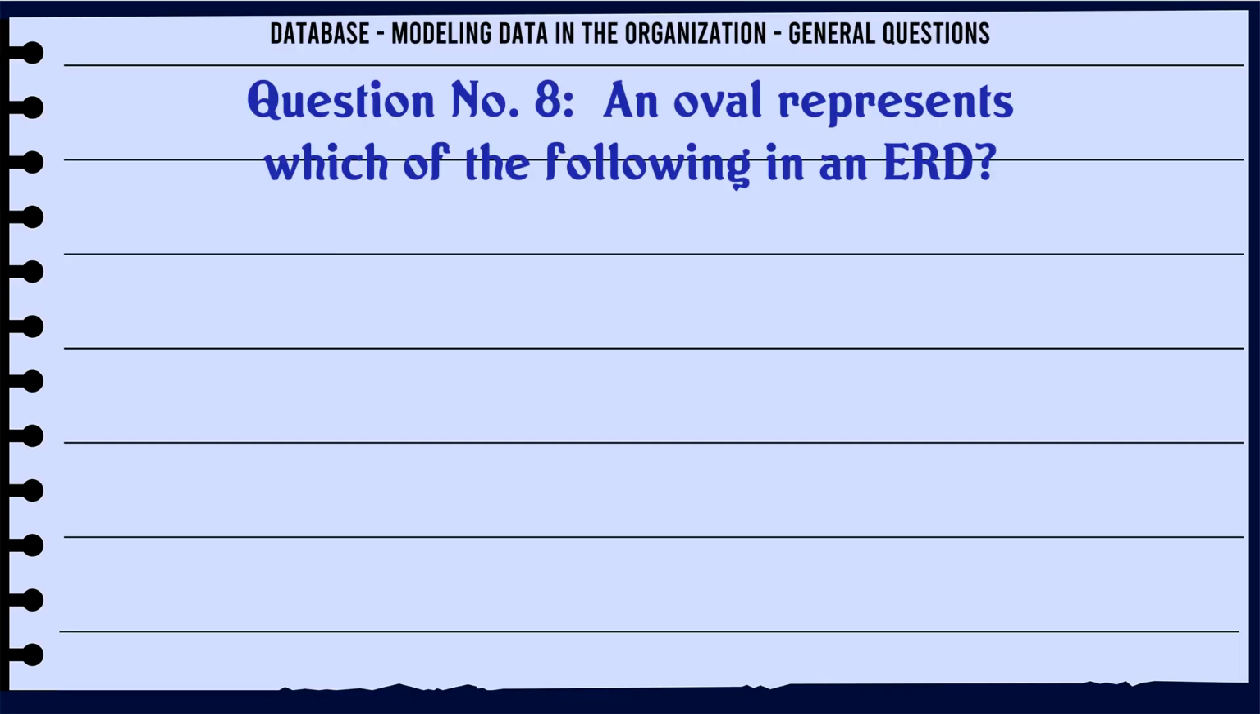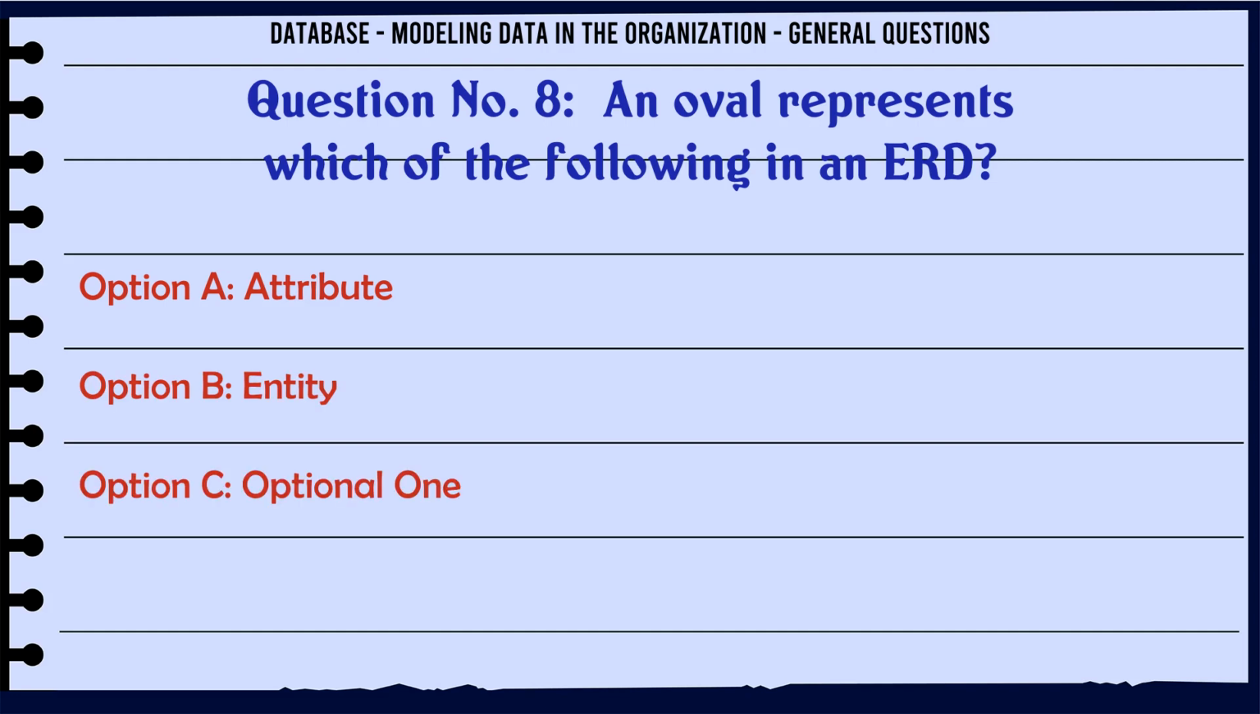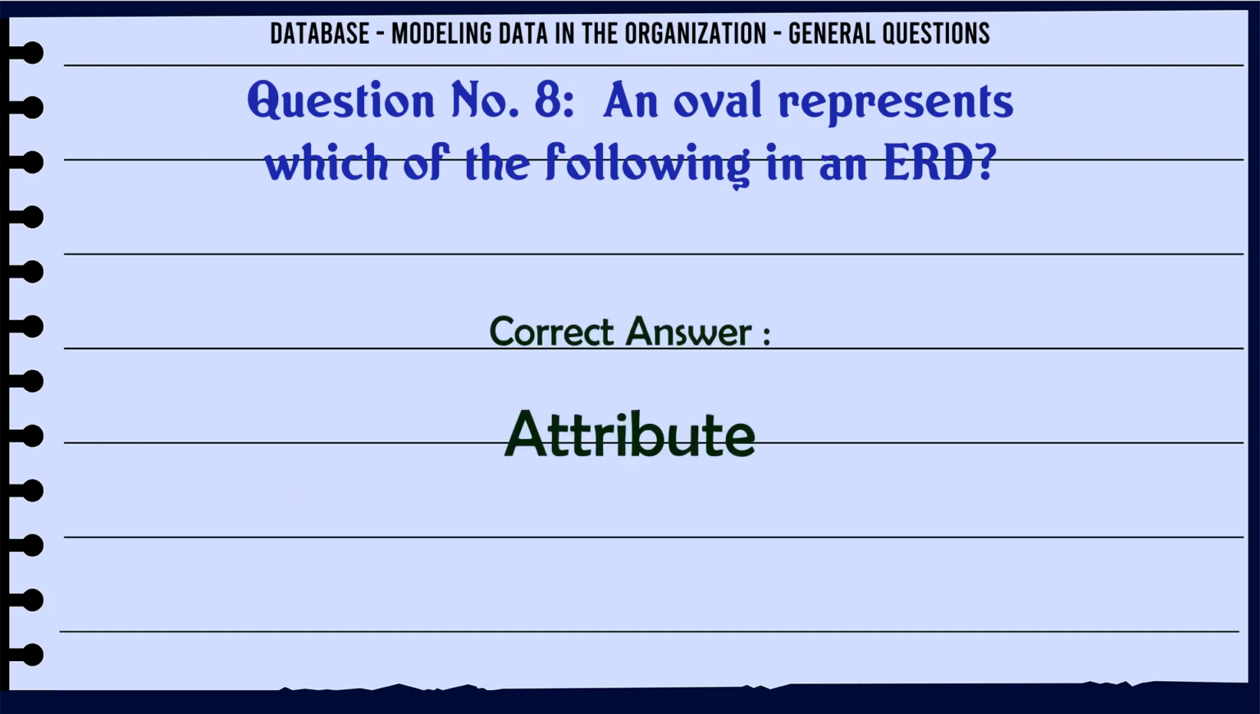An oval represents which of the following in an ERD? A. Attribute. B. Entity. C. Optional one. D. Relationship. The correct answer is attribute.